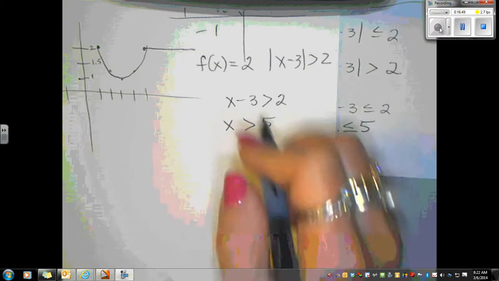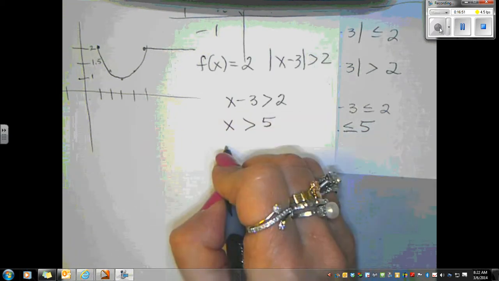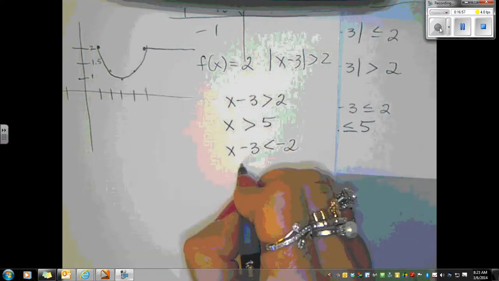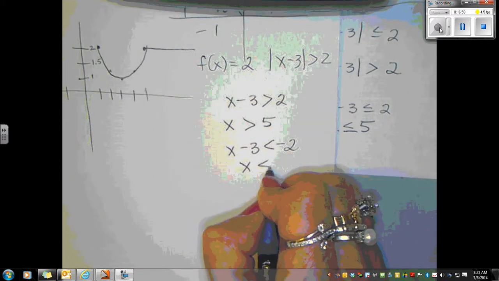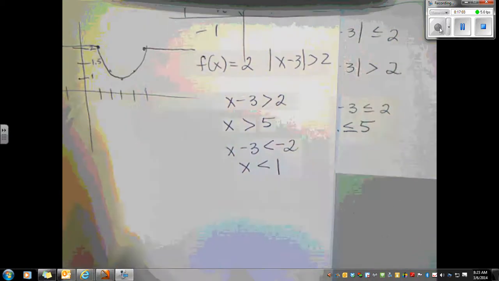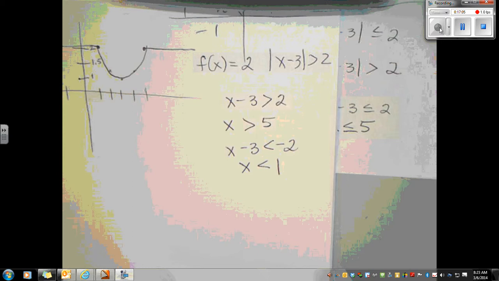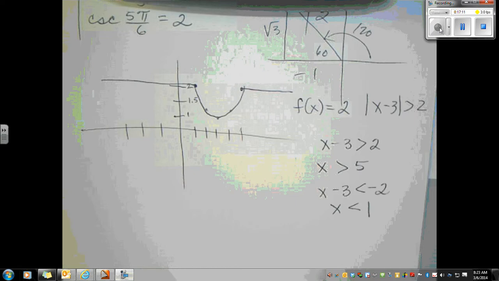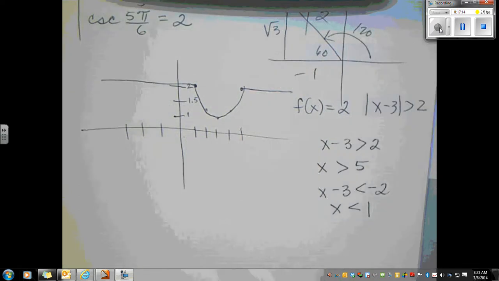All right, how about, then I have x minus 3 is less than negative 2. So that means what? x is less than 1. So when I'm less than 1, I am at 2. Okay, so there we go. We have our nice little picture. All right, now, calculators out.